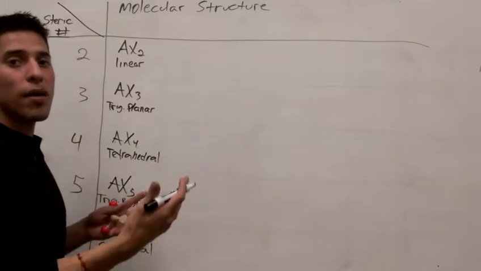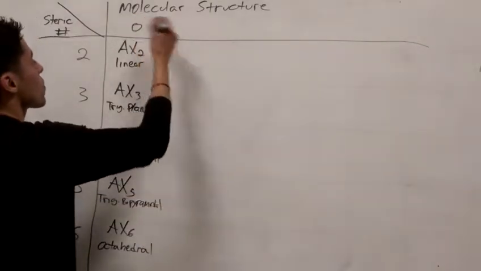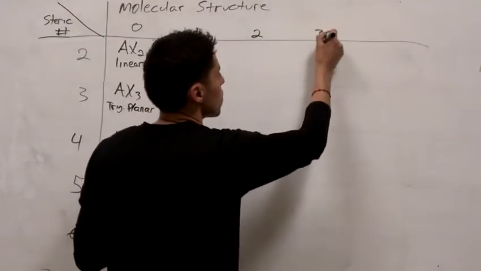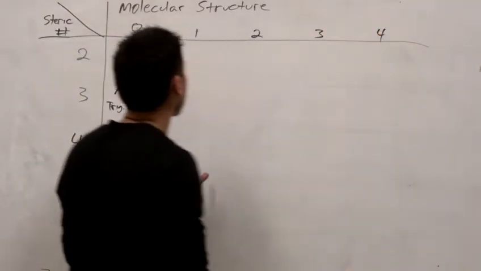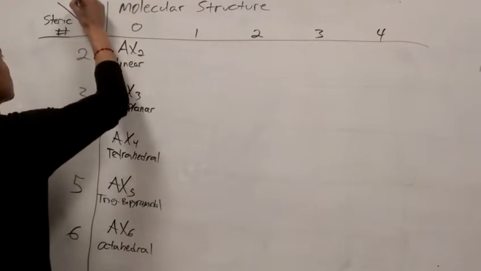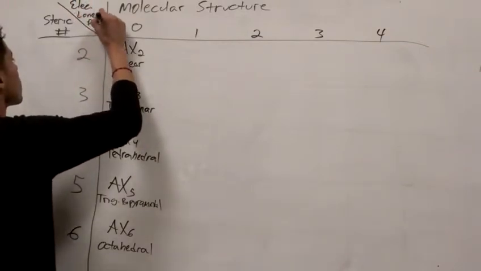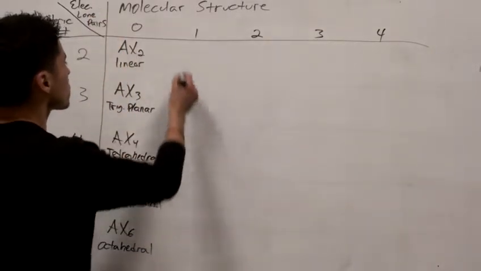So up top, I'm going to have the number of lone pairs. So here, the first one, we don't have any lone pairs. We're going to do some with 1, 2, 3, and finally 4. So electron lone pairs up top.